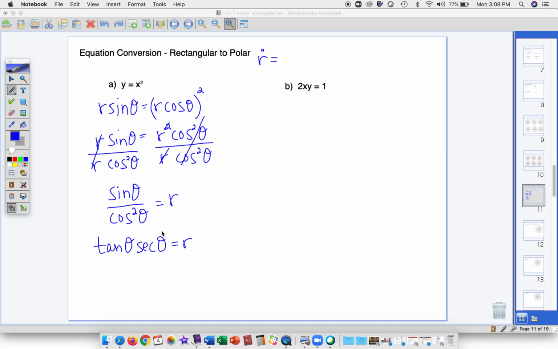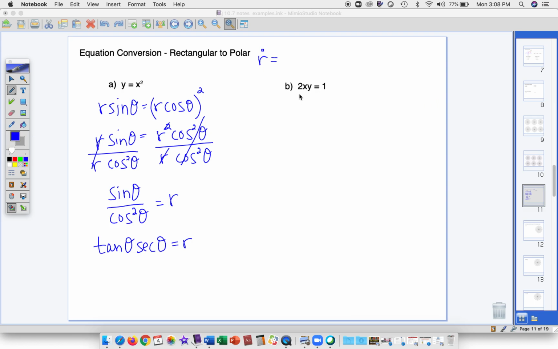And you could verify this on your calculator. Change your mode to polar mode, the same way that you changed it to parametric, same spot. Just go down and highlight polar. And if you enter tan theta secant theta into your y1, you should see a graph that looks like x squared.